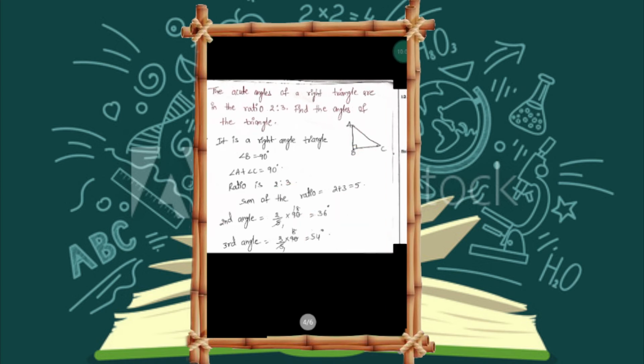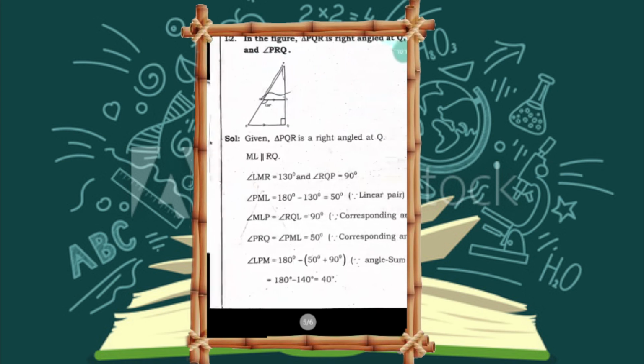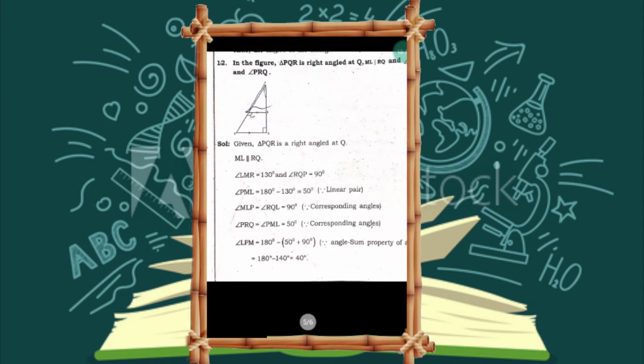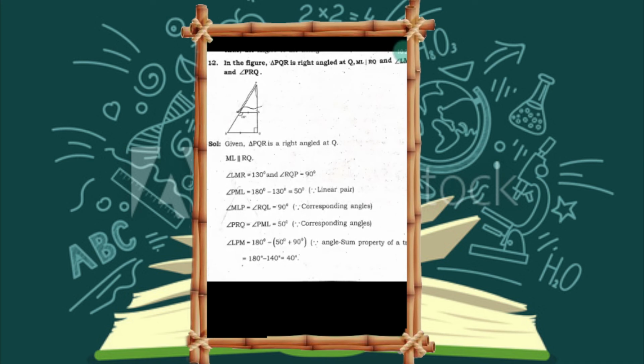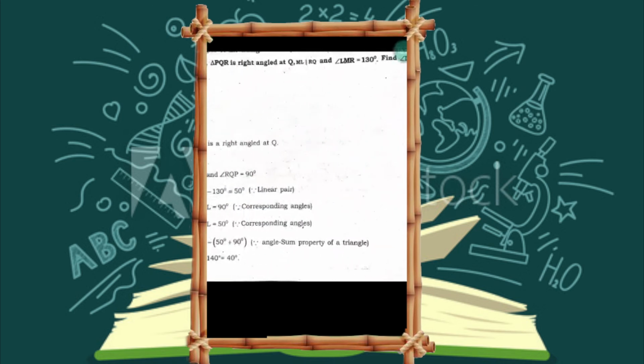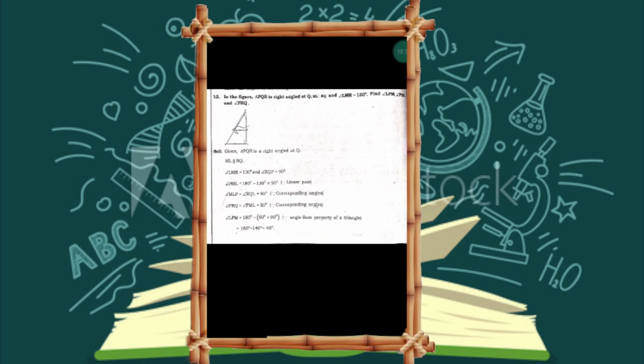Now see the next one. In the figure, triangle PQR. What is the triangle name here? The given, children, triangle PQR. Triangle PQR is a right angle at angle Q. So that's why I can write this symbol here. And ML parallel to RQ. ML, I can draw one line here. ML parallel to RQ, and angle LMR is equal to 130 degrees. Find angle LPM and angle PML and angle PRQ.